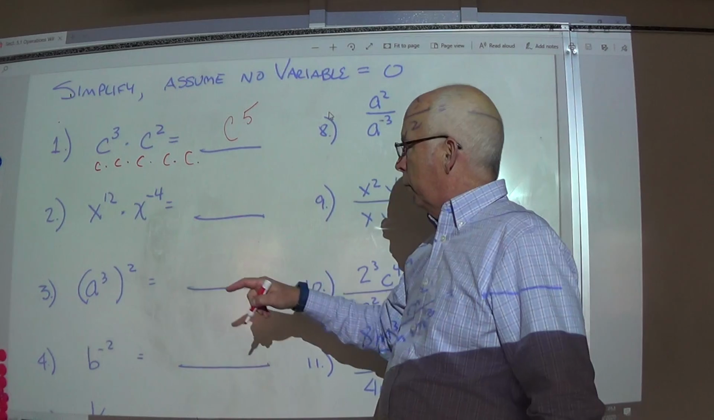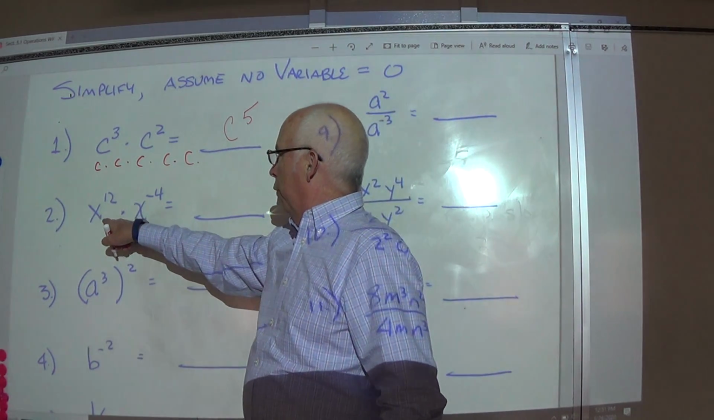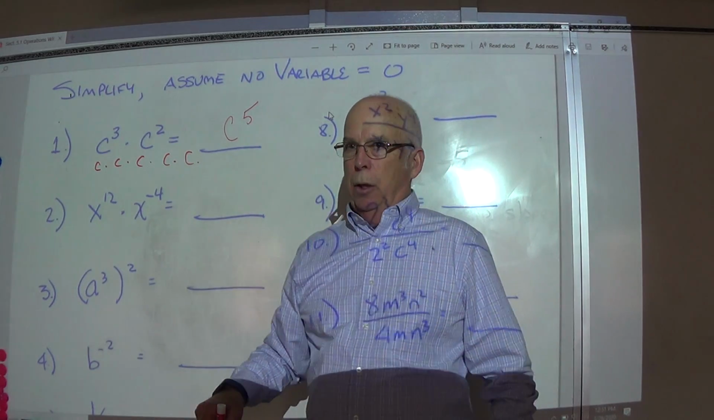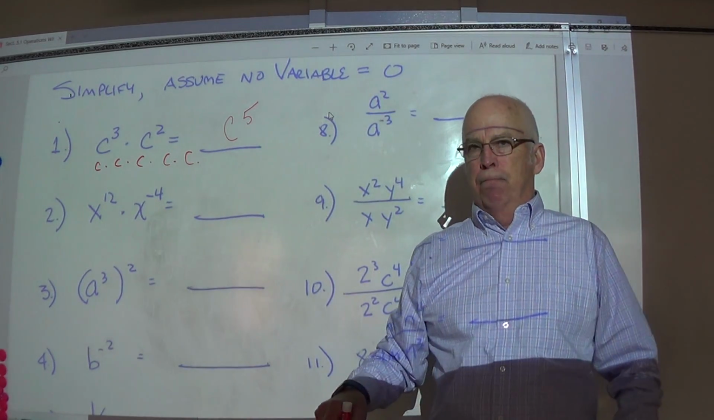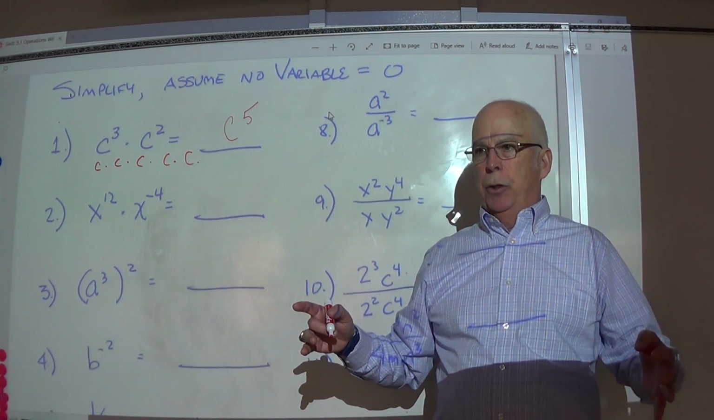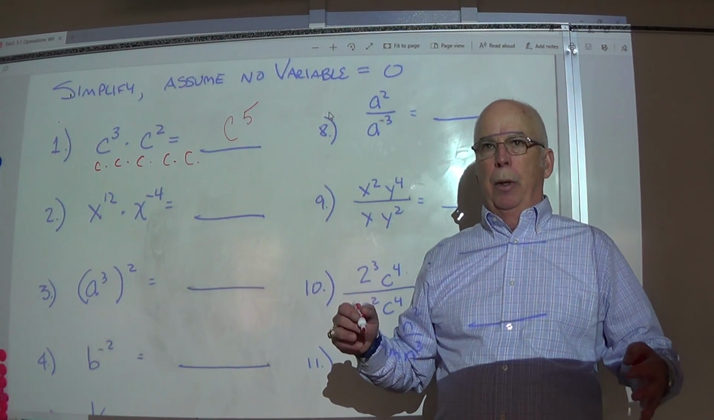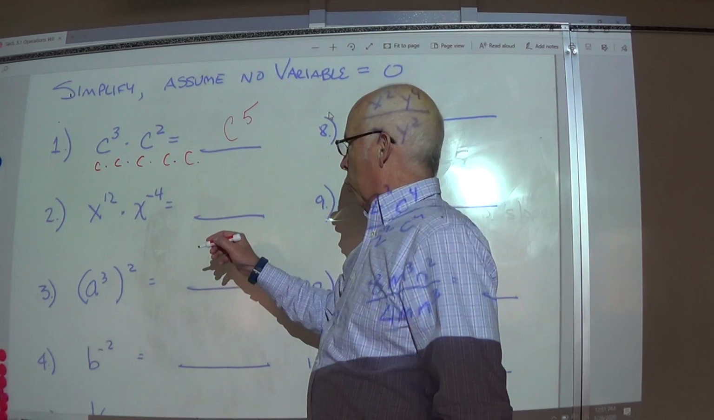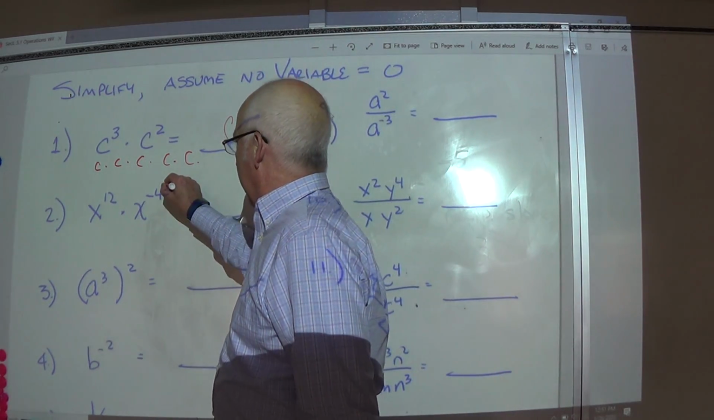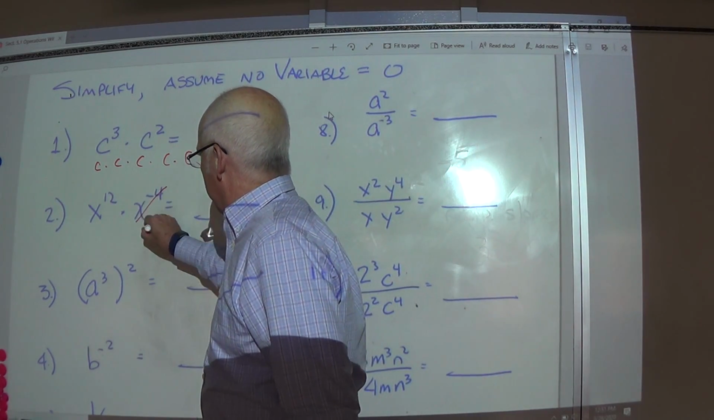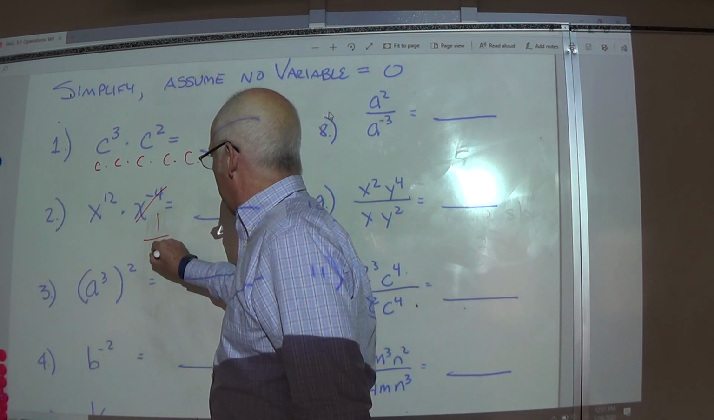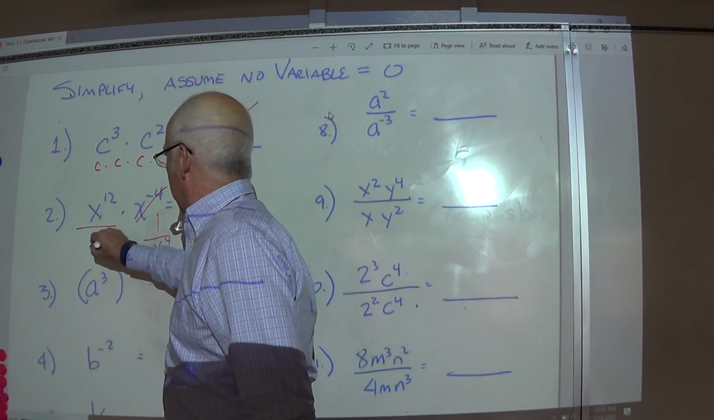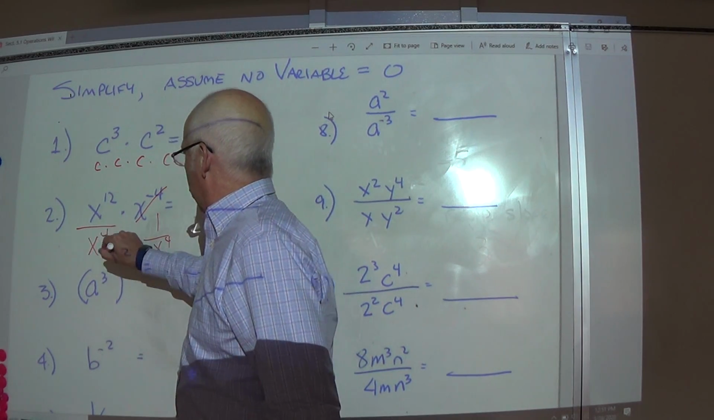Similarly, here we have x to the 12th times x to the negative fourth. All right, so let's talk about negative exponents. To address negative exponents, you just take the reciprocal of the base and change the sign of the exponent. So x to the negative fourth is equivalent to 1 over x to the fourth power. So similarly, this would be x to the 12th over x to the fourth.